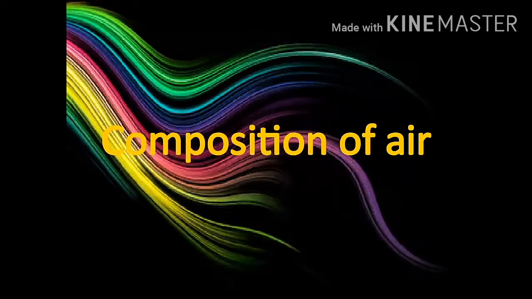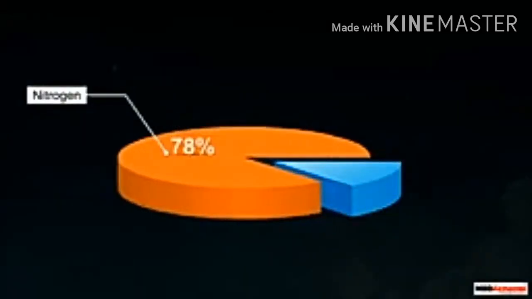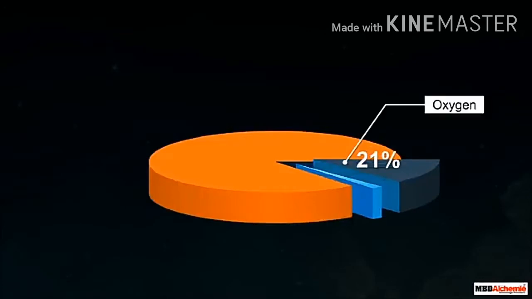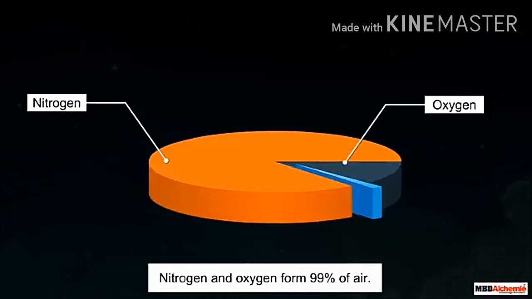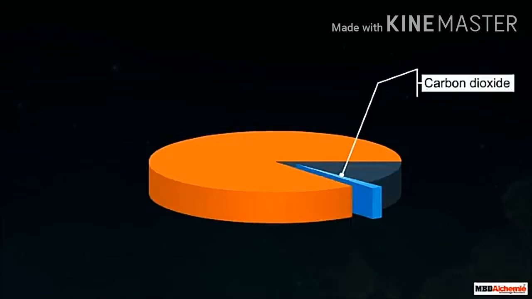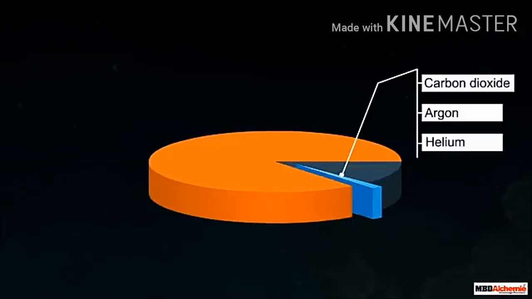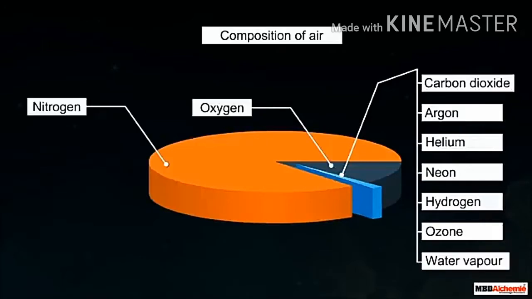Next, we will see the composition of air. 78% nitrogen, 21% oxygen. Nitrogen and oxygen form 99% of air, and 1% other gases like carbon dioxide, argon, helium, neon, hydrogen, ozone, water vapor. This is the composition of air.